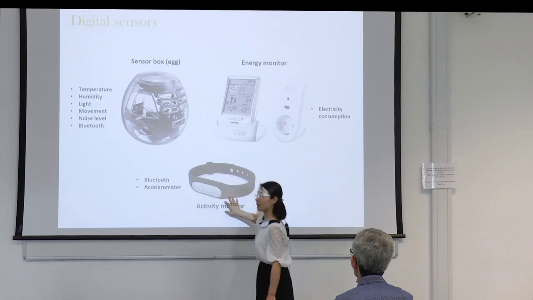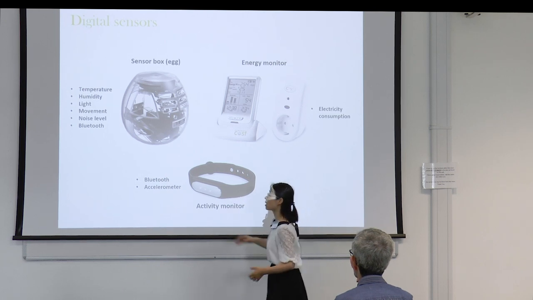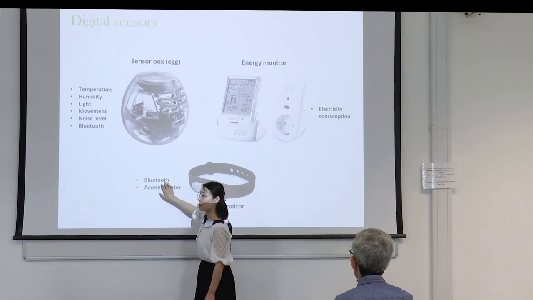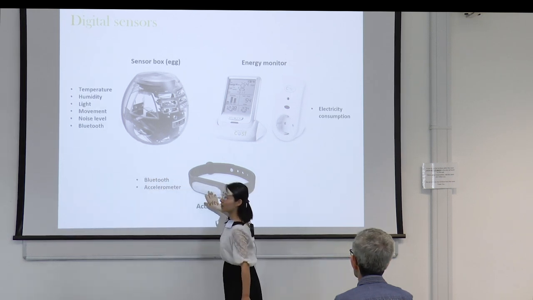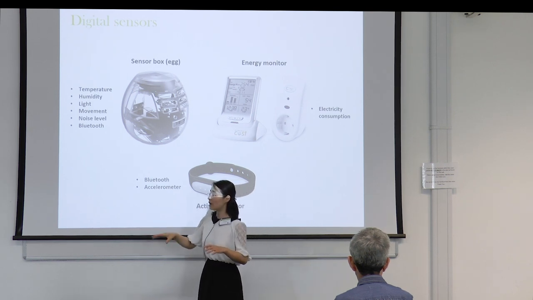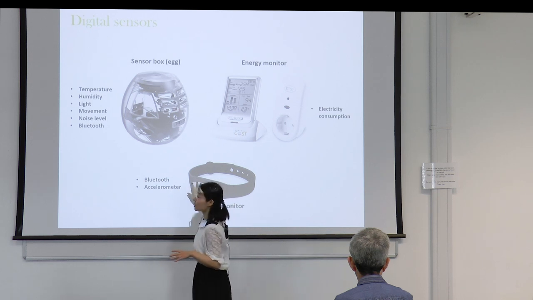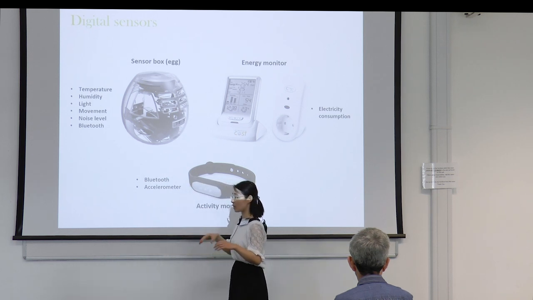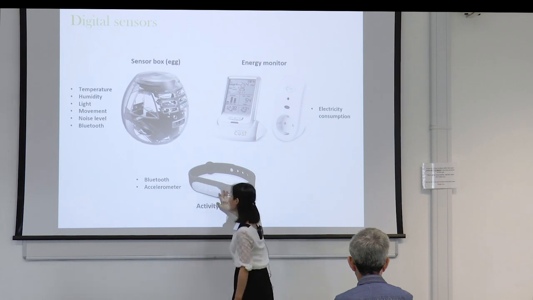And this one as well is a commercial product we are using. But we're not using it as an activity monitor, to measure the number of steps. We're using it more like a Bluetooth device, worn by people. It has a Bluetooth module that can sense nearby Bluetooth devices, and from the signal strength we know where the person is. So if we deploy a number of these sensor boxes in different rooms, the signals will differ according to the location of the person. That's the purpose we're using it for, rather than its original functionality of measuring the number of steps.